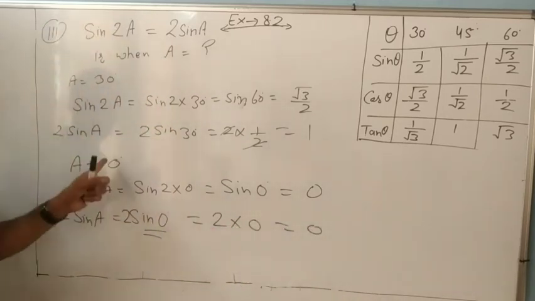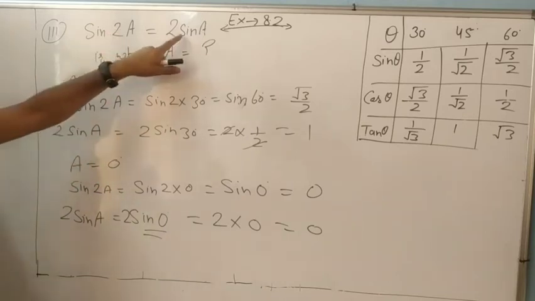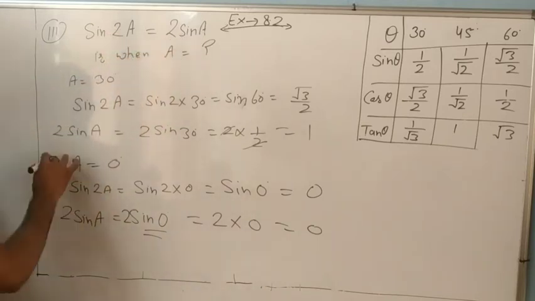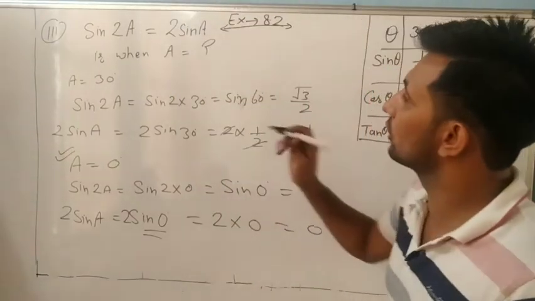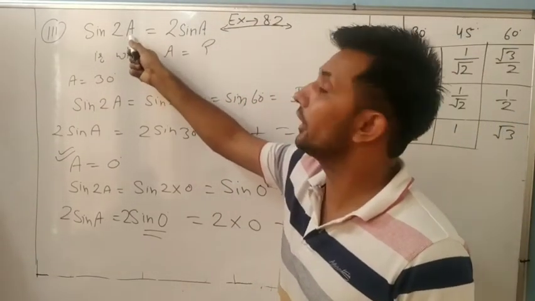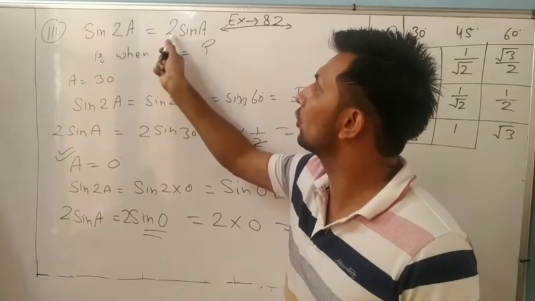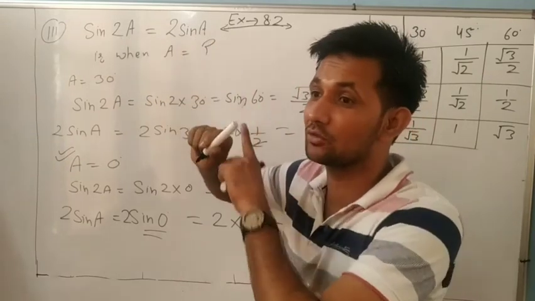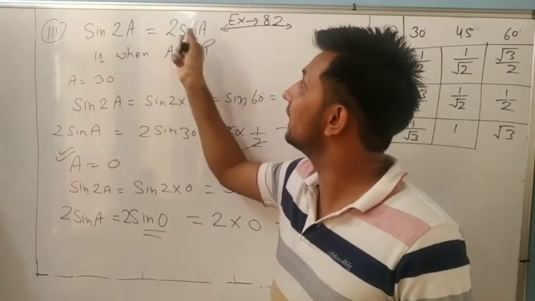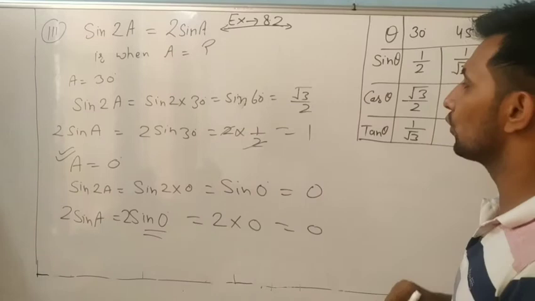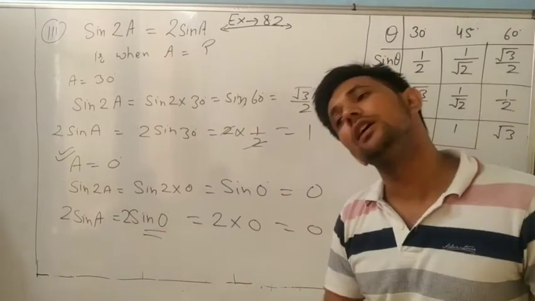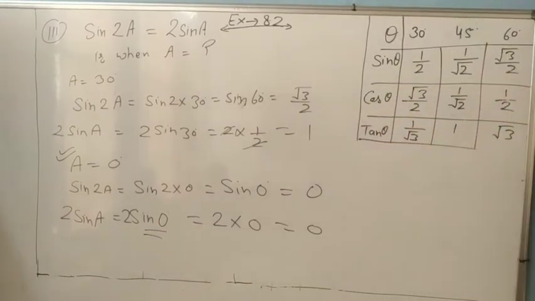Yes. So it is satisfied in what case? When A is 0. Only A is 0, not A is 30. Don't think 2 into 30 is 60 and multiply like this. Okay dear, it is a 60 angle, but it is only a 30 angle. Okay dear, so note it down. So it is true when A equal to 0 degree. Okay dear, note it down.